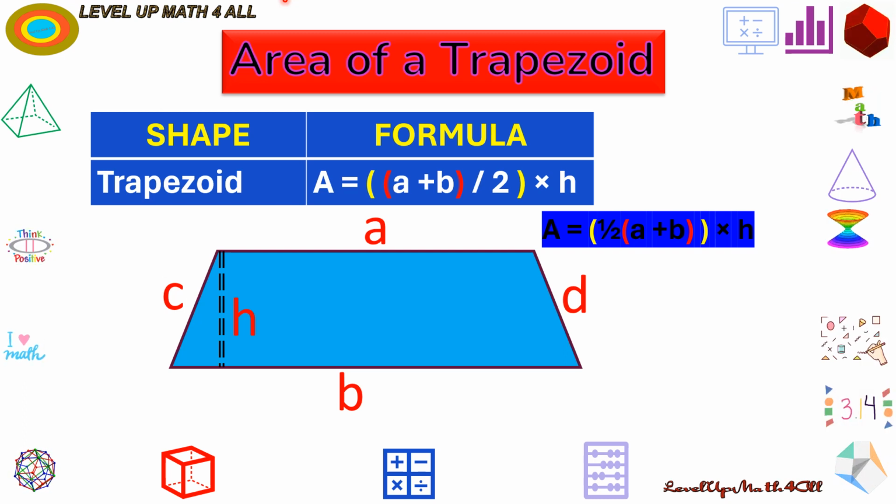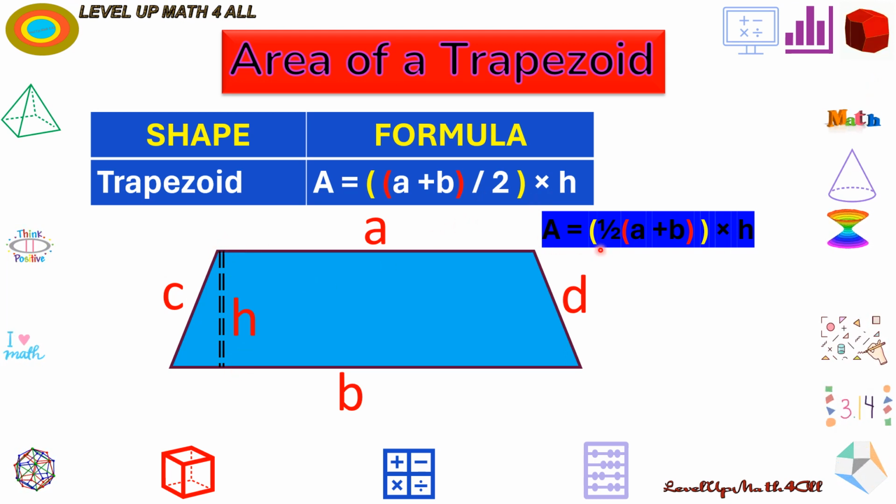So now let's look into the formula: how to calculate the area of a trapezoid. First let's get into the formula, then we'll get into each letter's representation. As we know, area is always represented with a capital A. So the area of a trapezoid formula is the parallel sides, side a plus side b, divided by 2, times the height. That is the area formula.